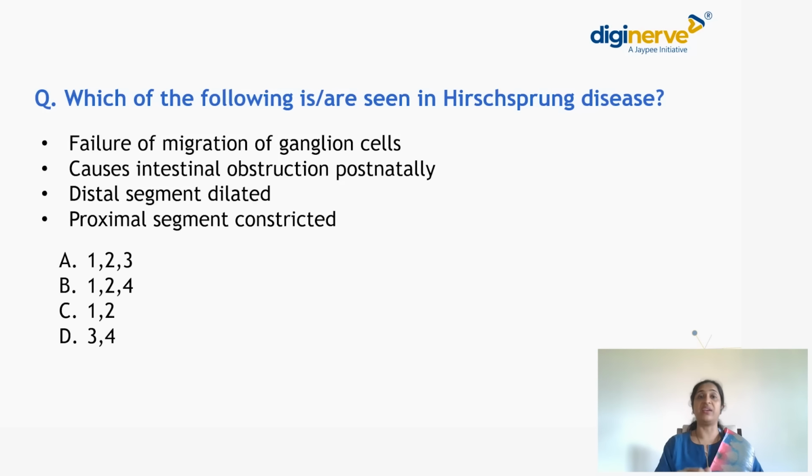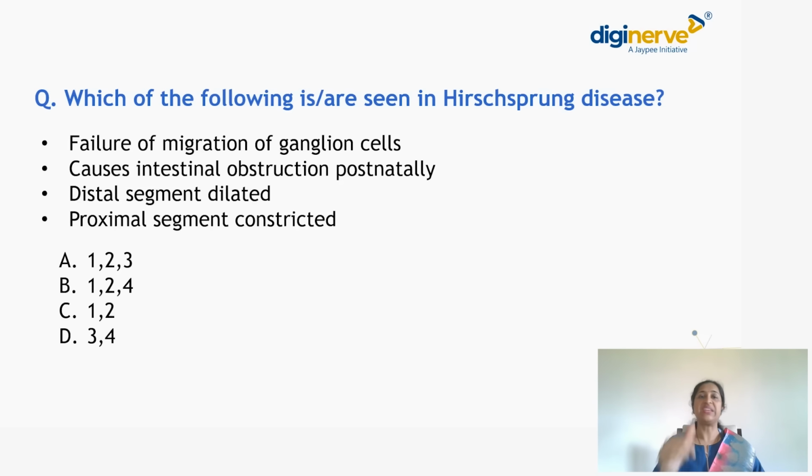So what is written here? Distal segment dilated. How can the distal segment dilate? It has no material inside it. It cannot relax. The distal segment is not dilated. Proximal segment constricted. That is wrong. The proximal segment actually receives more and more of the food material and colonic material, so it becomes more and more dilated. So it is vice versa. Proximal segment should be dilated, distal should be constricted. So the third and the fourth options are wrong.